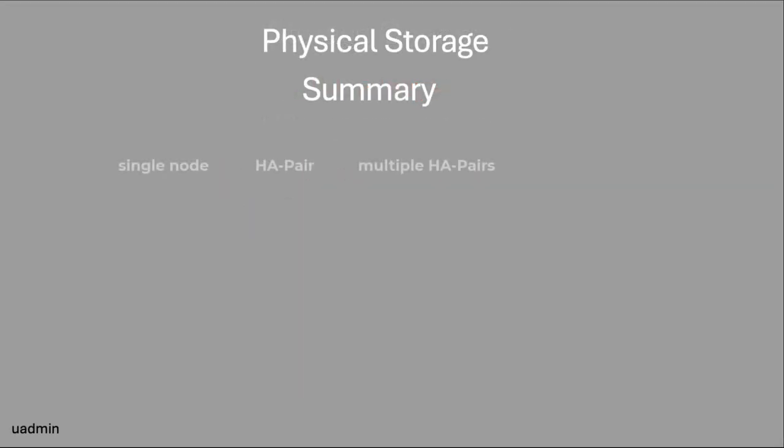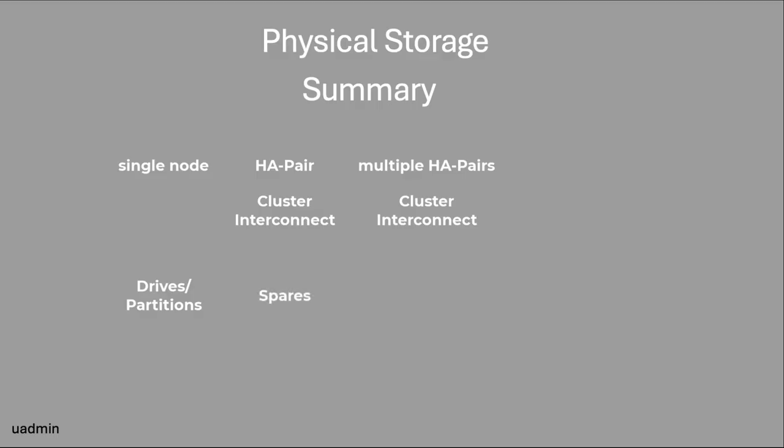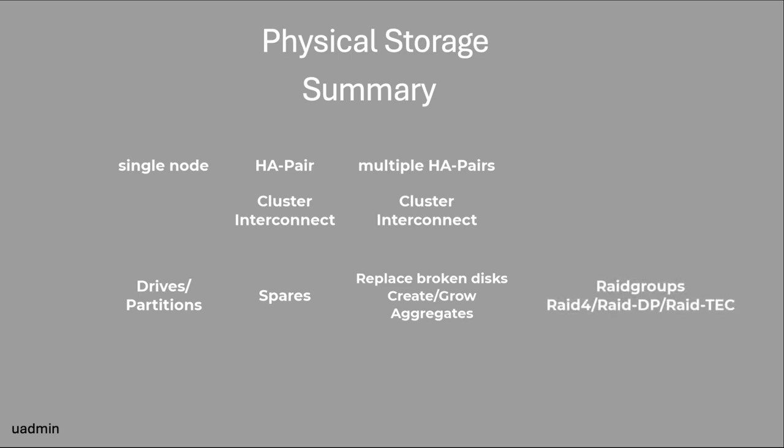Now we've looked at what an ONTAP node is and how two nodes can be connected together via an HA interconnect to form an HA pair, and that you can create a cluster that is formed by a single node or by a single HA pair or multiple HA pairs. And for running multiple nodes in a single cluster, you always need a cluster interconnect network to form the cluster. We've also seen that drives can be assigned to a node, which will turn those drives or partitions into spares, which can then be used to automatically replace broken disk or to create and grow aggregates based upon one or more RAID groups with a parity type of RAID 4, RAID DP or RAID Tech.